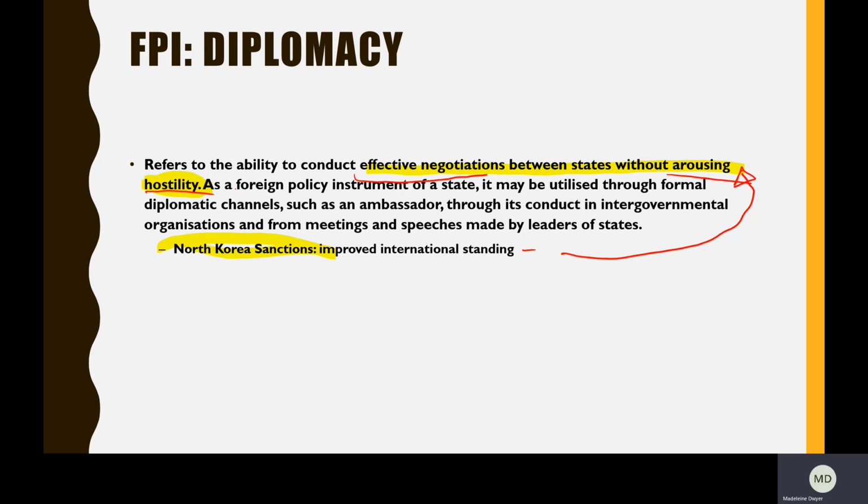I guess then a negative would be China's use of veto in the Security Council.